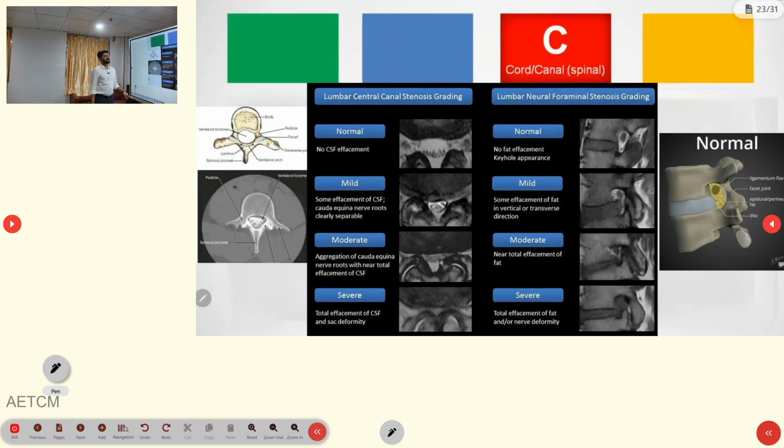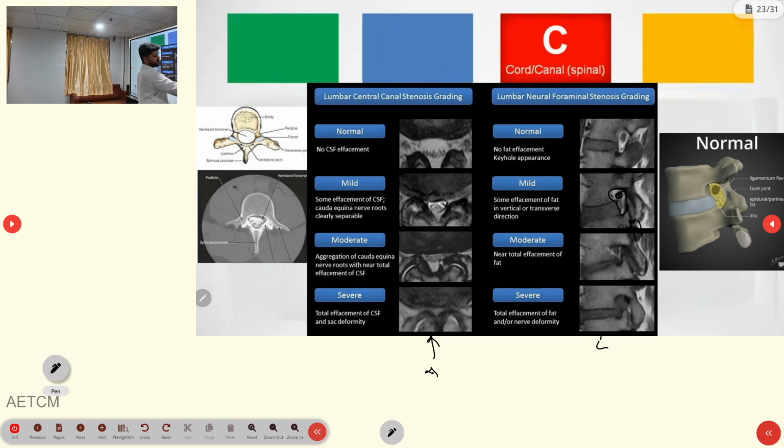So again, coming to the canal stenosis, you can grade it based on how the CSF space is and its character. This will all be in the axial sections, and this will be in the sagittal sections. In the sagittal sections, you can look at the neuroforamen. In the neuroforamen, there will be a keyhole structure with an exiting nerve root in the center and the fat pad.